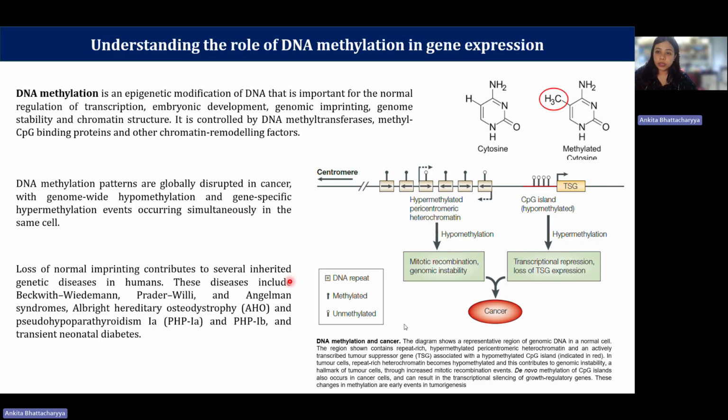And this is what cytosine versus methylated cytosine look like. You can see there's a methylation at the 5' position in the nitrogen base. Then you can see the hypermethylated pericentromeric heterochromatin, and near the TSG, or the tumor suppressor gene, there can be CpG islands which may be present, which if hypomethylated can lead to loss of tumor suppressor gene expression. When that is combined with mitotic recombination, genomic instability, it can altogether lead to cancer.